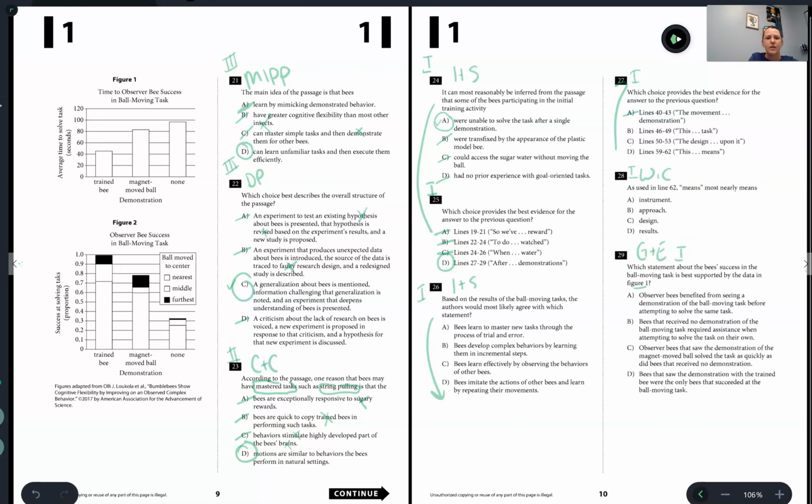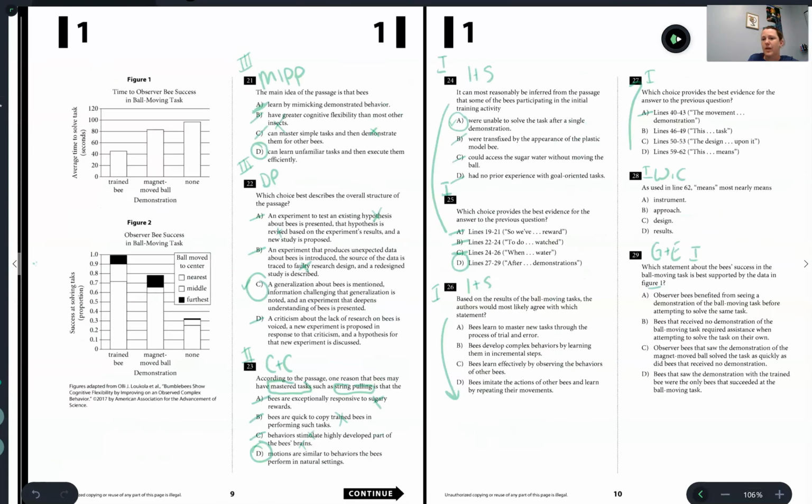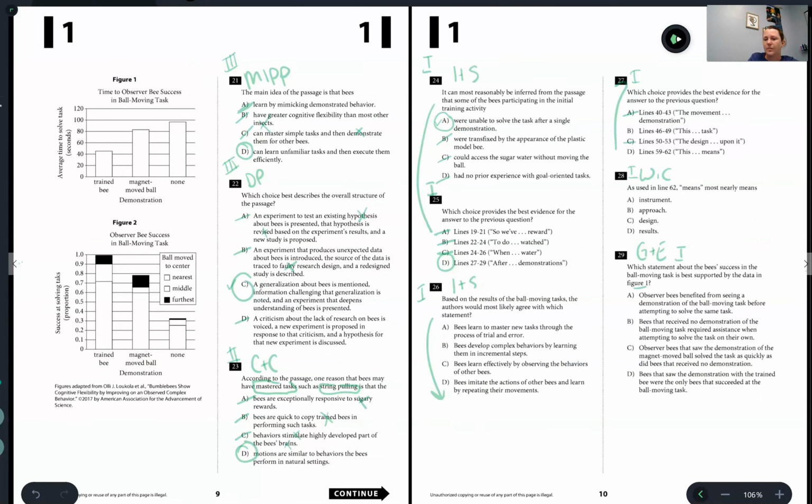50 through 53. The design of this experiment also allowed us to ask a novel question in social learning experiments. When learning from others, will bees simply copy what they see, or can they improve upon it? They would assume that they could improve upon it, but that is not stated in this line. 59 through 62.